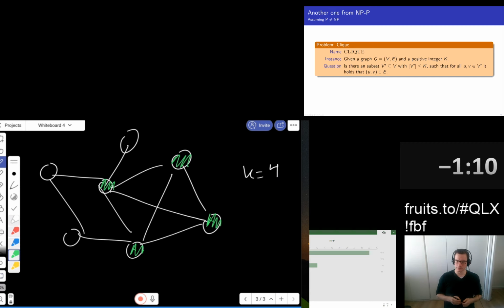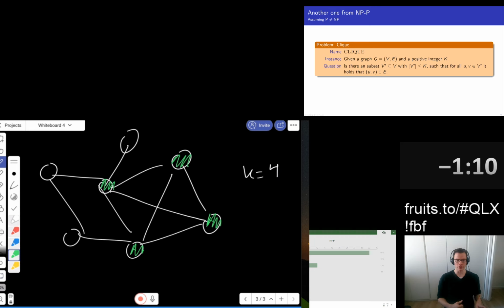Again, given a solution, given a set of nodes, I can check, are these at least k nodes? And is it true that all of these nodes are connected to each other? So, given a solution, I can easily verify it. Every time I say easy, you should hear polynomial time, right? So I can verify the solution in polynomial time. I cannot, however, or at least not yet, efficiently find a solution.